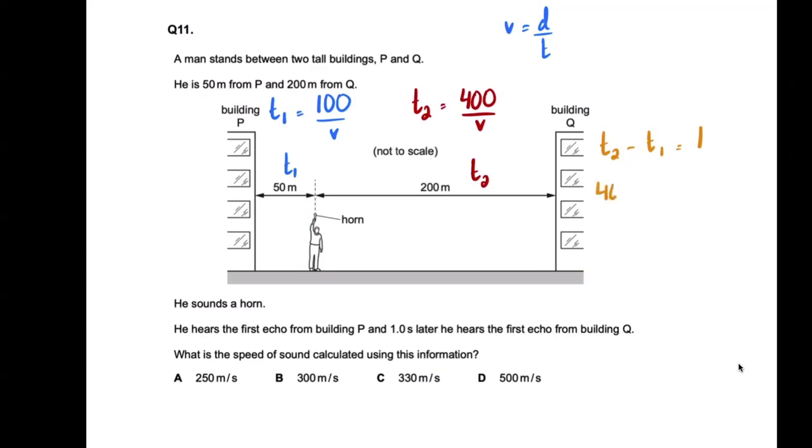So 400 over V minus 100 over V equals 1. No need to take LCM. The denominators are the same. So 300 over V equals 1, multiplying by V. So V turns out to be 300. The answer is option B.